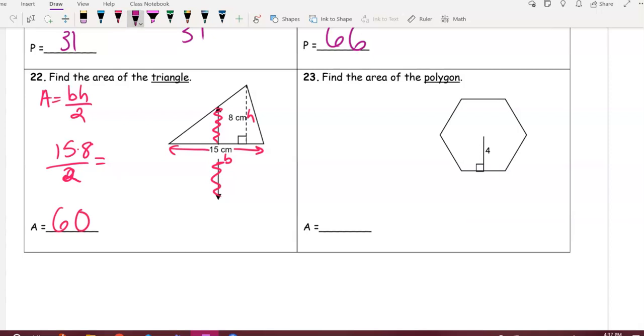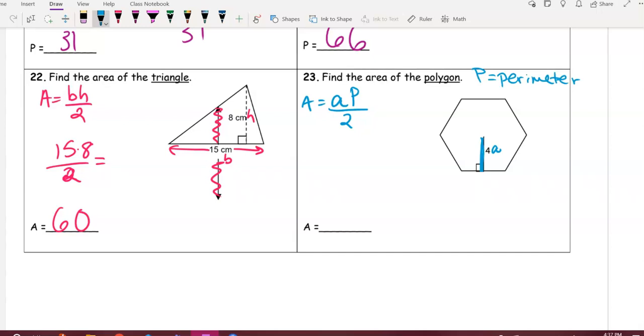Now find the area of the polygon. Well, the formula for area of a polygon is lowercase a times capital P over 2, where a represents the apothem, that's this part right here. It's like the radius of a polygon. And the P represents perimeter.